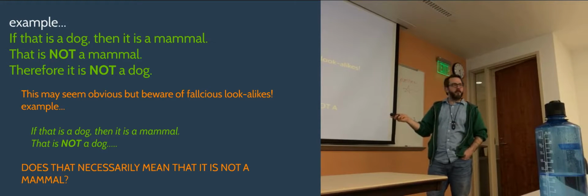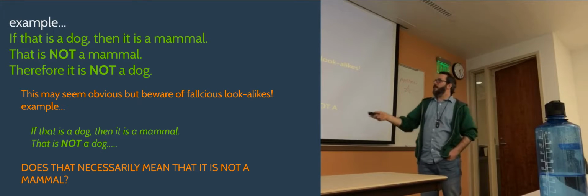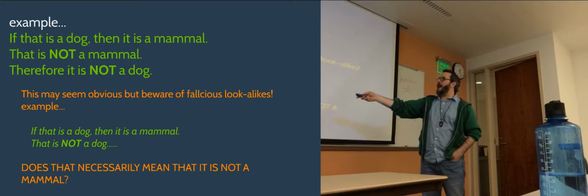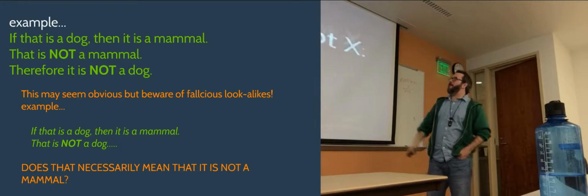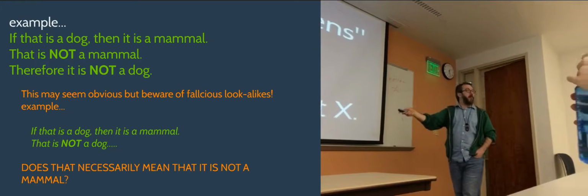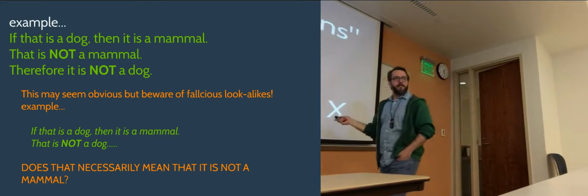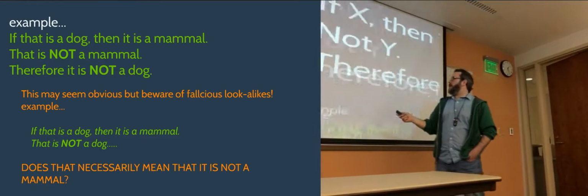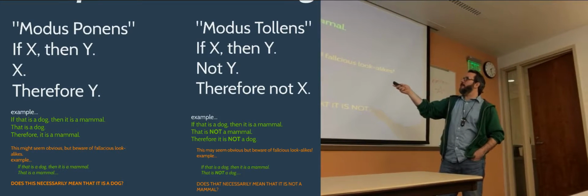Is that modus tollens? Yeah, this one says if X then Y, and then it says not X. But remember, modus tollens was if X then Y, not Y, therefore not X. It works if we do it in that order.